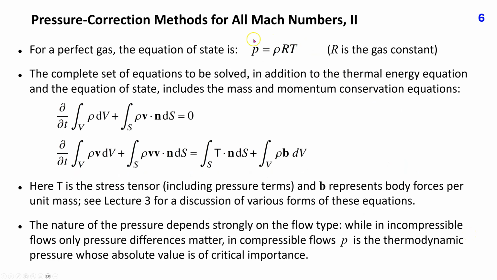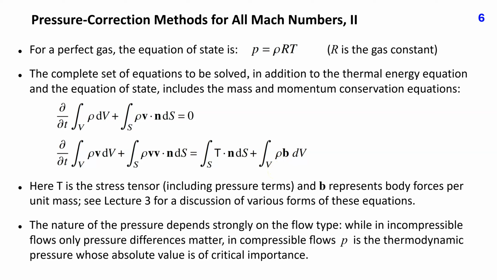For a perfect gas, the equation of state is p equals rho R T, where R is the gas constant. The complete set of equations to be solved, in addition to the thermal energy equation and the equation of state, includes the mass and momentum conservation equations given by these expressions. Here, T is the stress tensor, including pressure terms, and b represents body forces per unit mass. See lecture 3 for a discussion of various forms of these equations.